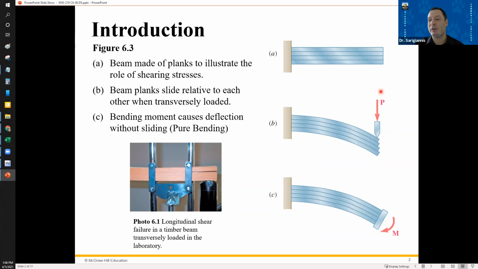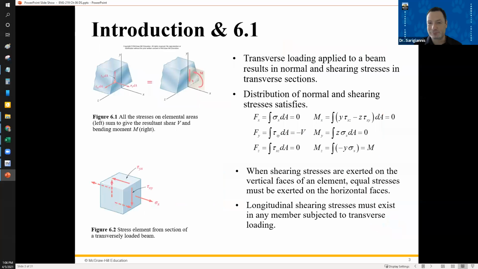Now, with these beams, if I had welded an end cap on and fixed all these beams so that their ends could not slide past each other, I would get a scenario like situation C, where I would get pure bending, right? So this is pure bending, and this is a transverse load causing shear. So we're going to look at shear now, and transverse loads. Oh, good, I'm recording.